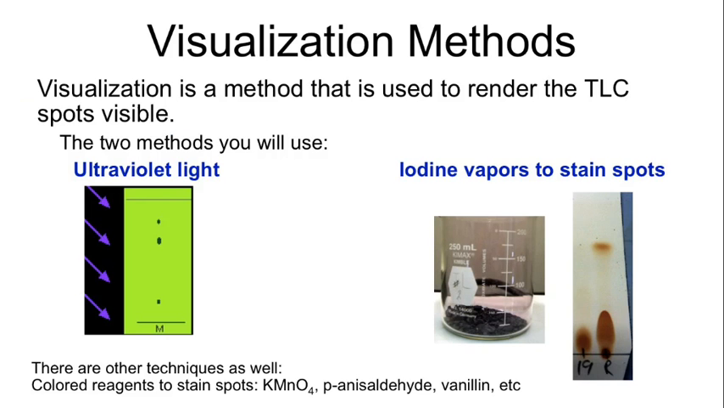So we take our plate out, and we've got our solvent front marked. But remember, we said that most of the compounds are colorless, so you wouldn't see any colors. So we need to come up with some visualization technique. And we're going to use two methods in lab this week. We're going to use ultraviolet light and iodine vapors.